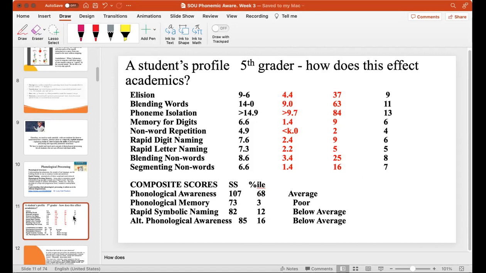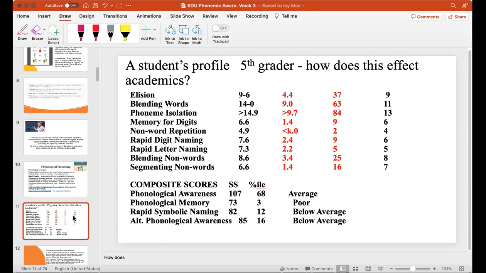Rapid naming is how quickly she can literally pull that information from the auditory and the meaning and the visual and get it out of her mouth to read. And that was below average. So obviously her fluency and her rate of reading is really, really low.